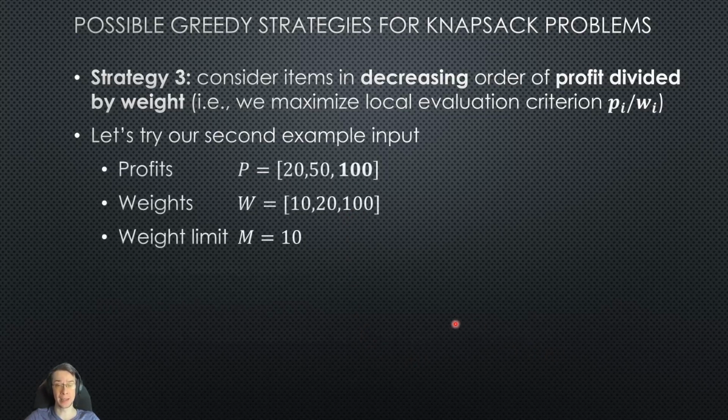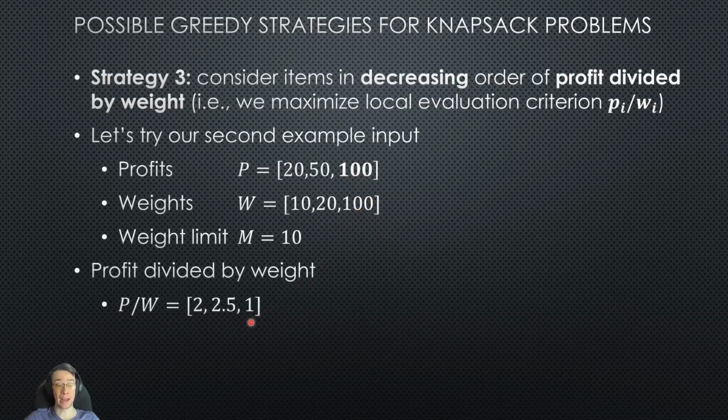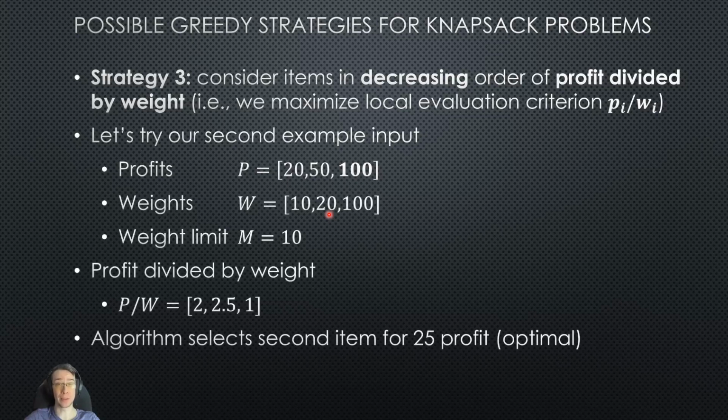Well, how about the second example input? In this case, where the most profitable item has the highest weight, it will also end up having the least profit per unit weight, so we won't choose it. Instead, as we should to get an optimal solution, we'll choose the middle item, item number 2, which has the highest profit per unit weight of 2.5. So filling up our weight limit of 10, which we can do because there is 20 weight worth of this item, more than the 10 that we need to fill our bag, we'll end up with a profit of 25, which is optimal for this input.